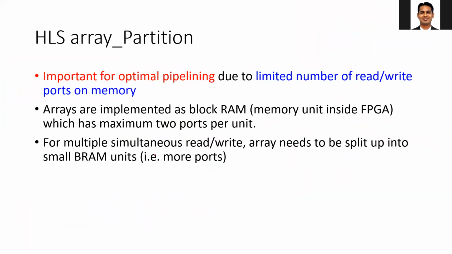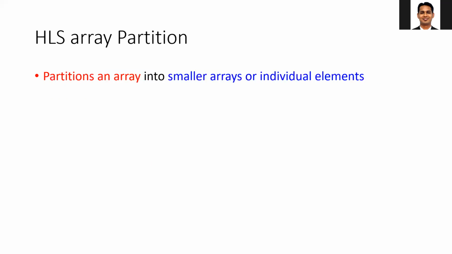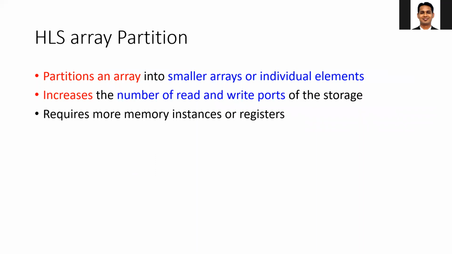Array partition is very important and you need to use it along with pipelining, because whenever you apply pipelining to the intermediate loops, you need to do array partitioning, since your block RAM has a limited number of read and write ports. For multiple simultaneous reads and writes, the array needs to be split up into small block RAM units. Array partition splits an array into smaller arrays or individual elements, increases the number of read and write ports available, and requires more memory instances or registers.